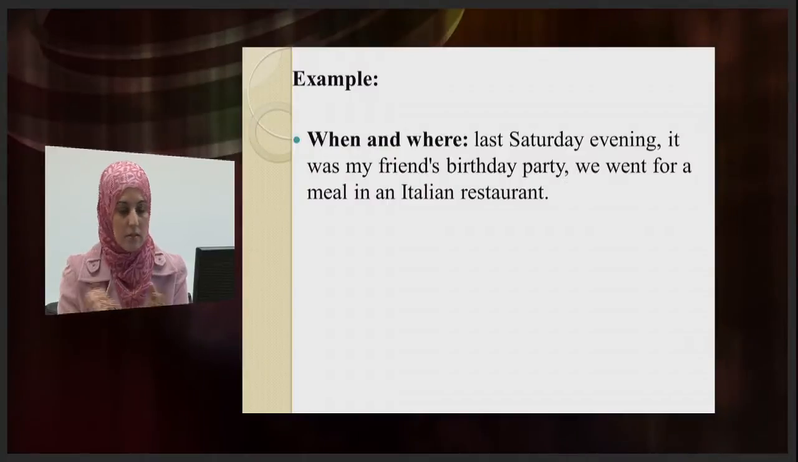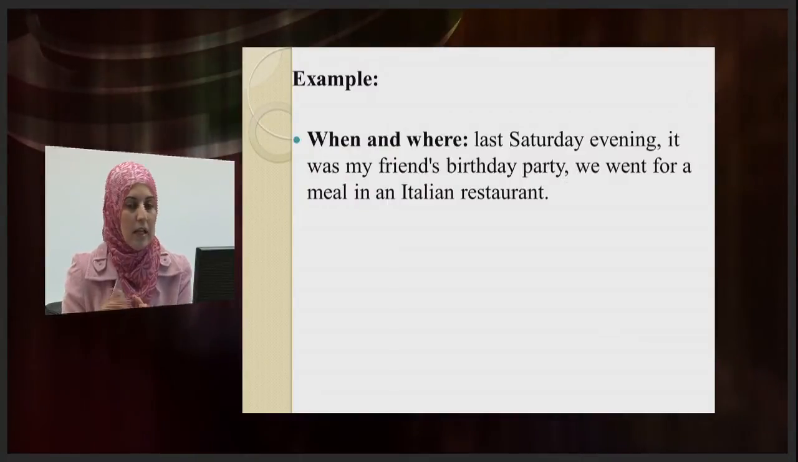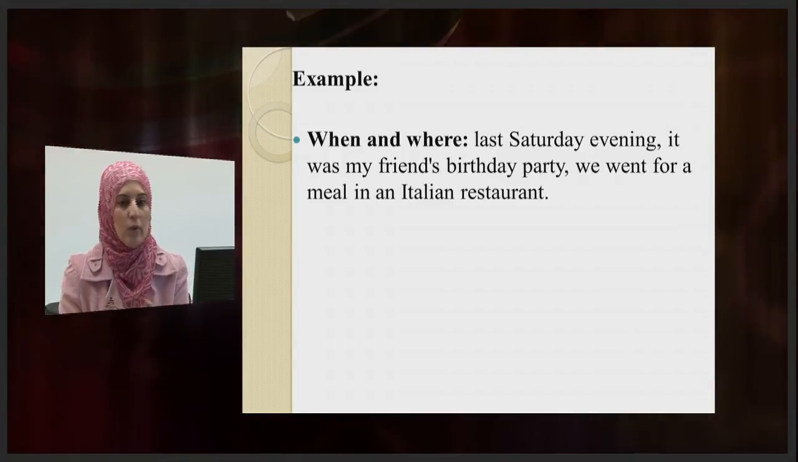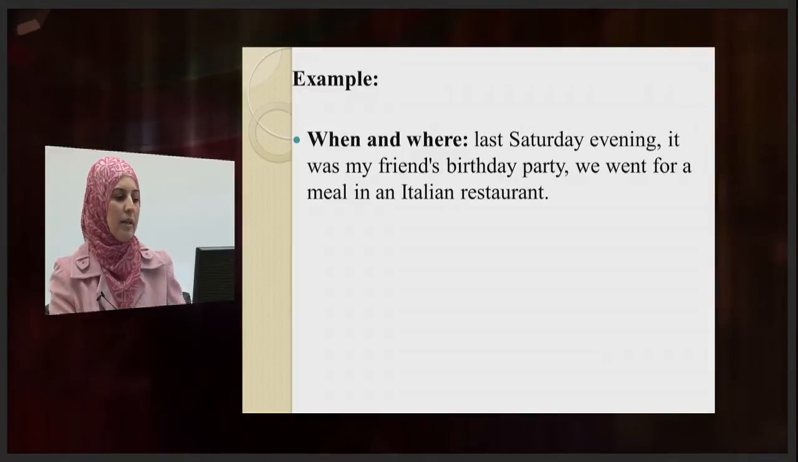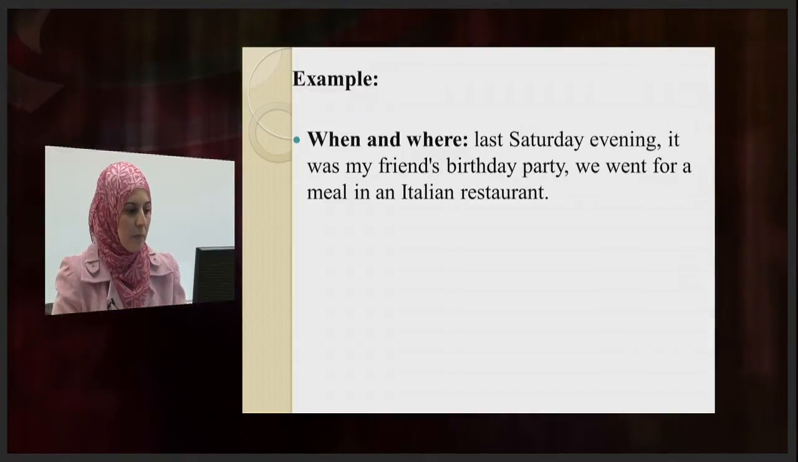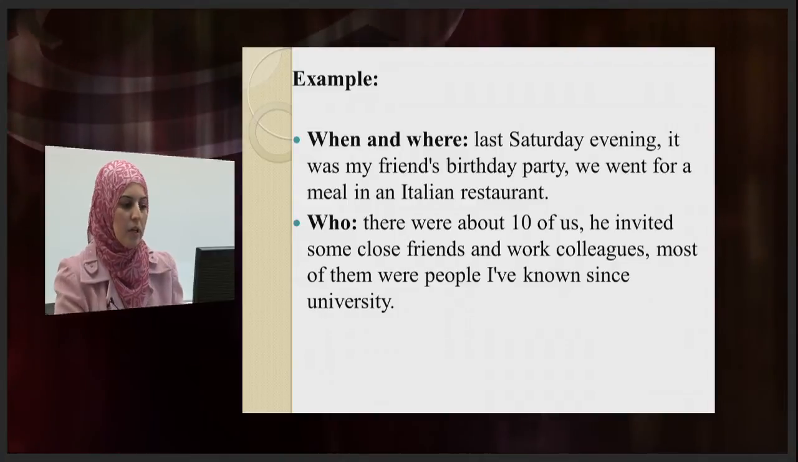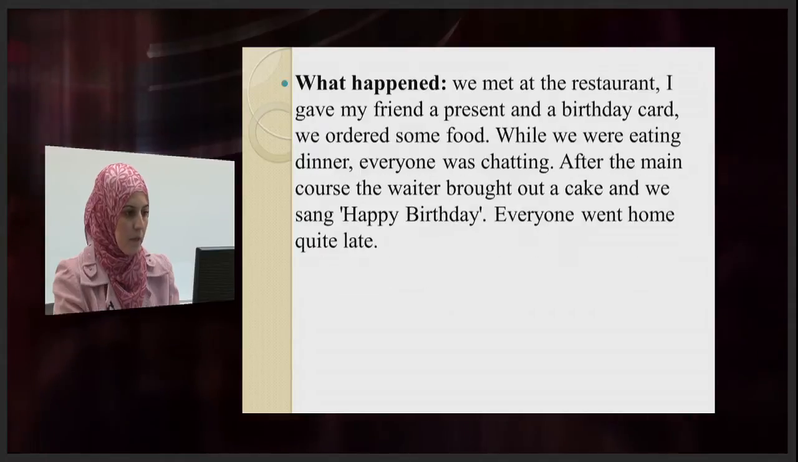Now, if you want, for example, to talk about place and time, you may say: last Saturday evening, it was my friend's birthday party. We went for dinner in an Italian restaurant. You want to talk about the people who were involved. There were about 10 of us. He invited some close friends and work colleagues. Most of them were people I've known since university.